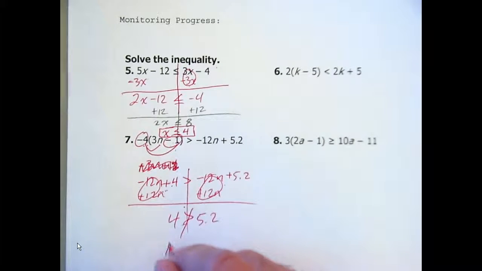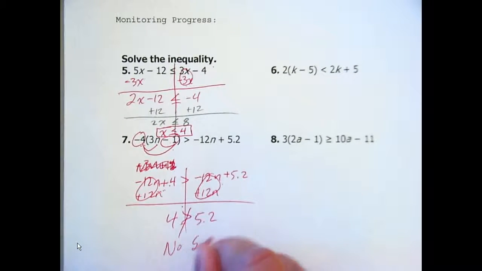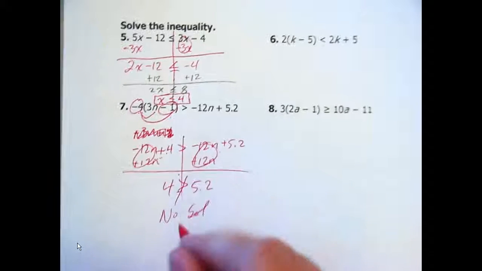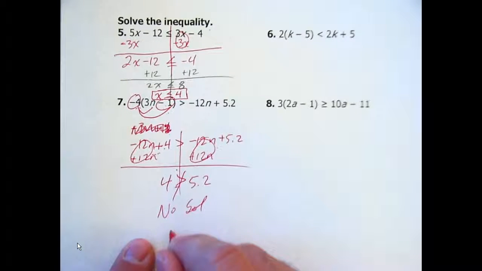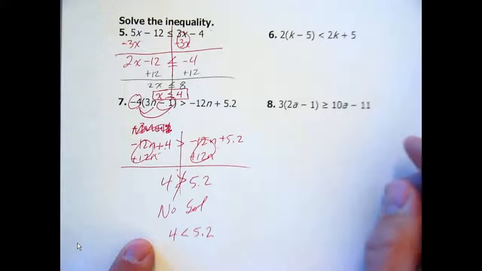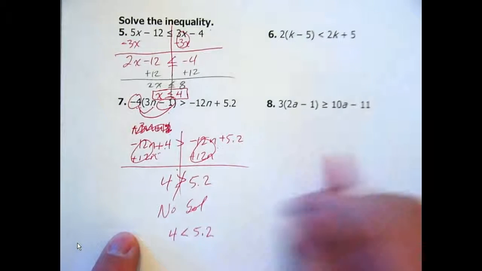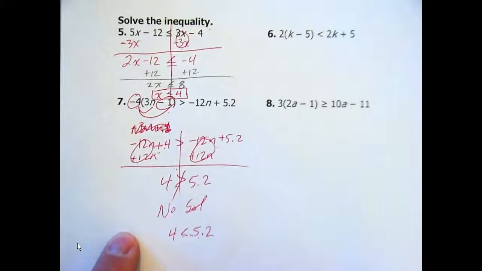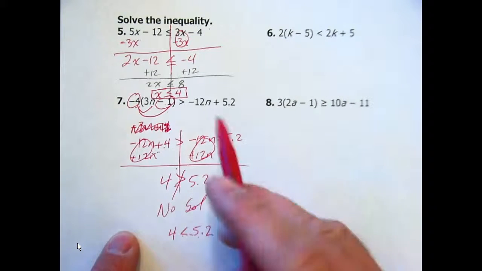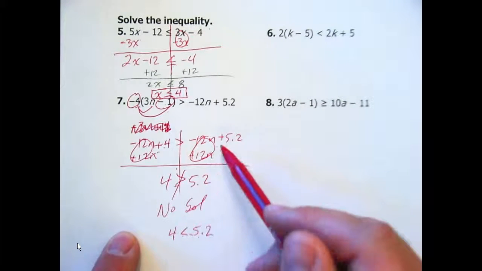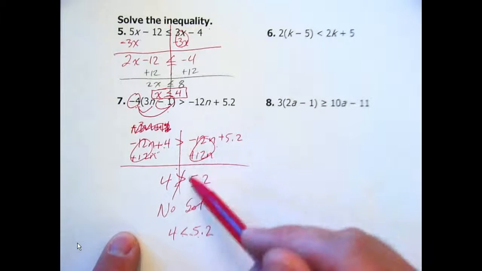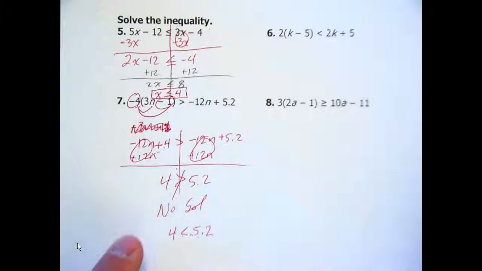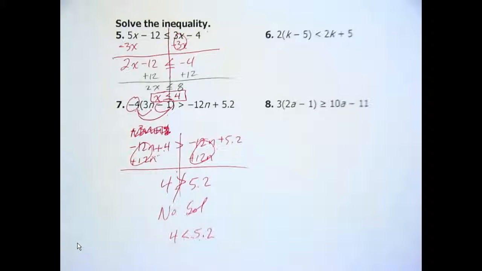Just so that we're clear, if the symbol was the other way around, if it said 4 is less than 5.2, it'd be correct. That would be infinitely many solutions, because that's always true. So you've got to read it. How is it infinitely many solutions when that's true? It's true because it doesn't matter what you put in for n, everything's going to work.